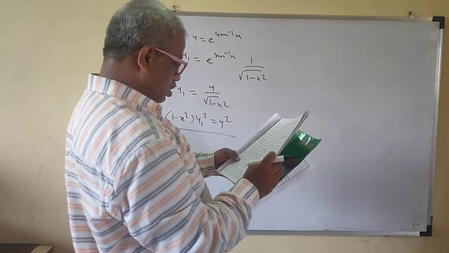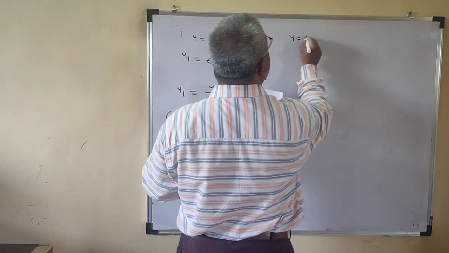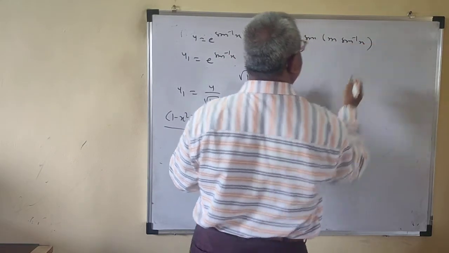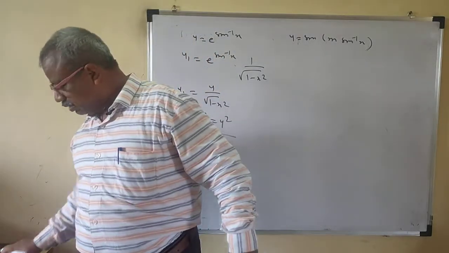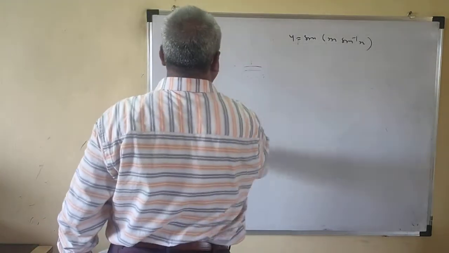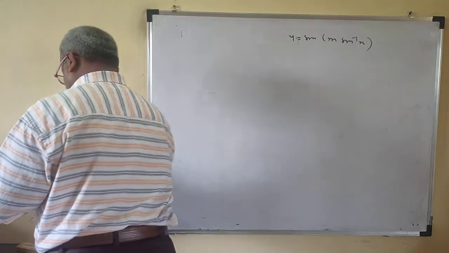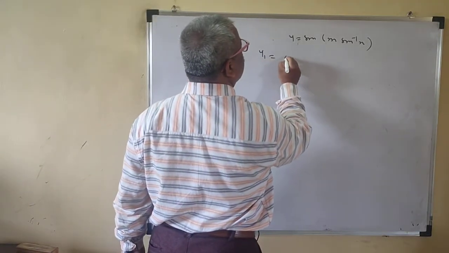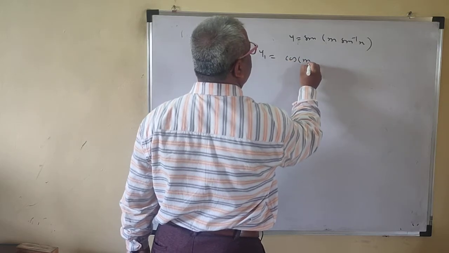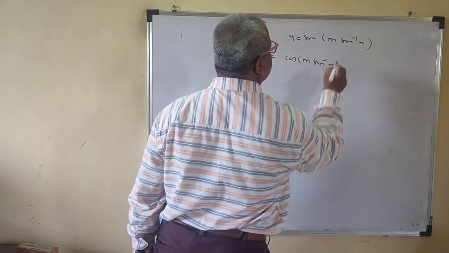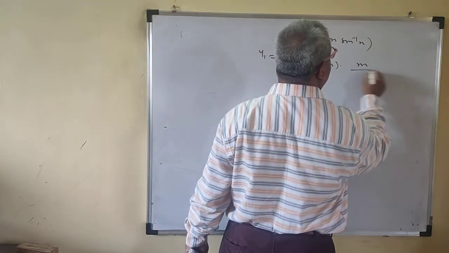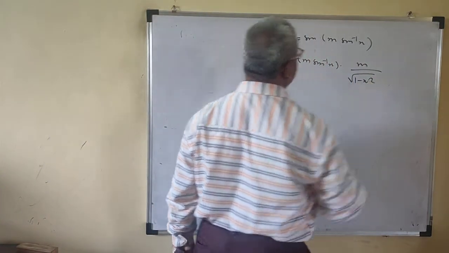Now suppose y is equal to sine of m sin inverse x. Now we find y1. y1 is equal to cos of m sin inverse x into the derivative of m sin inverse x, that is, m upon root of 1 minus x squared.